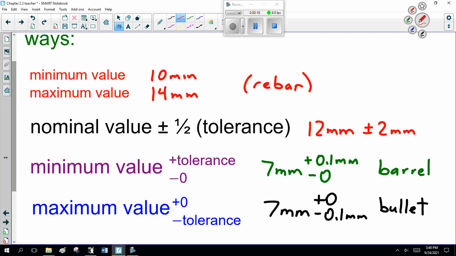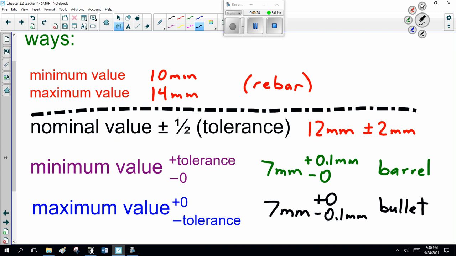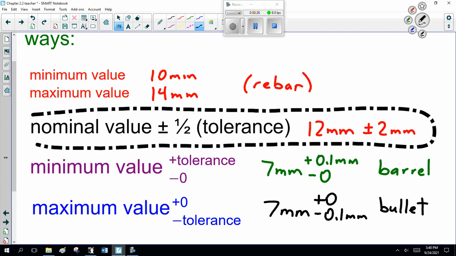I forgot to stress something. This nominal value, plus or minus half the tolerance, looks an awful lot like a measurement, but it's not. Okay? This is not a measurement.